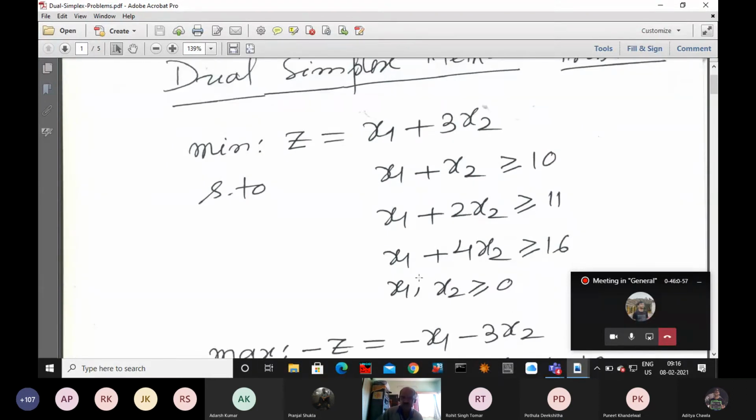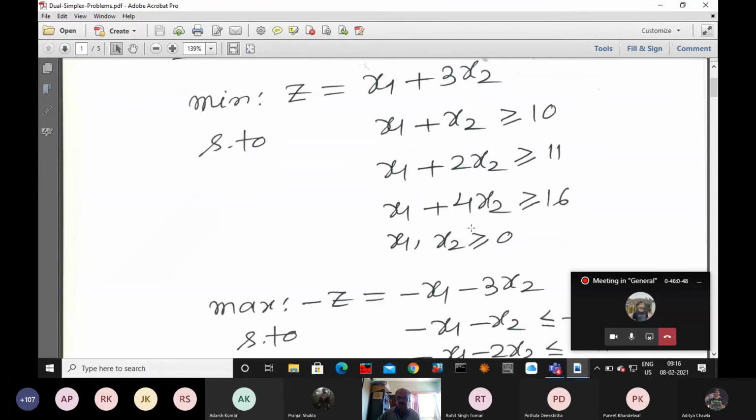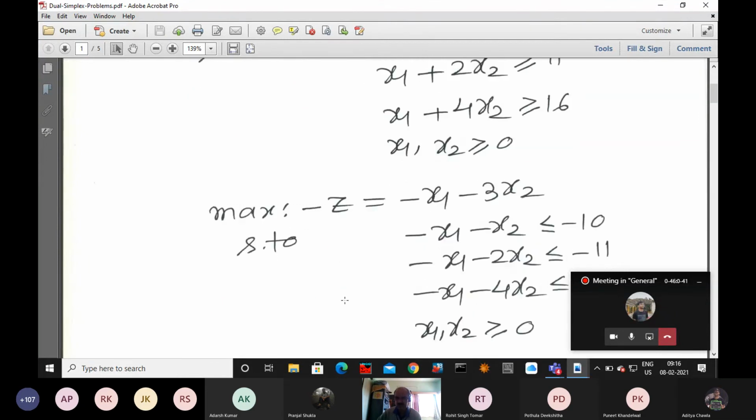This is the problem, a minimization type problem. I told you any minimization can be changed to maximization in this manner. Maximize minus z equal to minus x1 minus 3x2, subject to minus x1 minus x2 less than or equal to minus 10. Then the next one, x1.